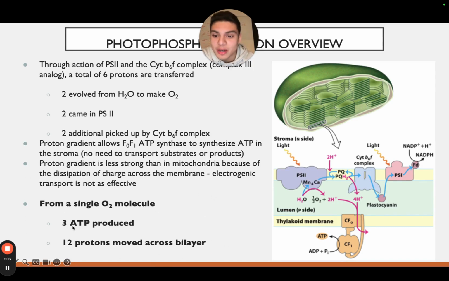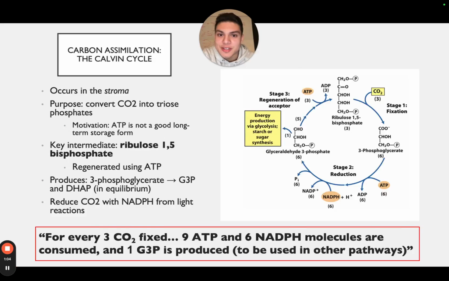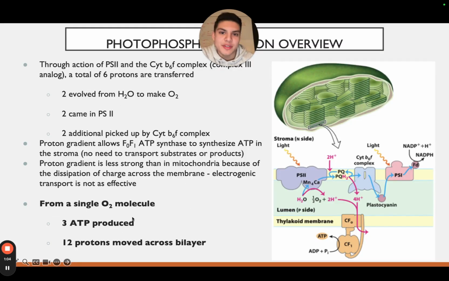From a single O2 molecule, 3 ATPs are produced, and 12 protons move across the bilayer, right? So just remember those numbers, write them down, memorize them, solidify them in here, despite all the enzymes and everything you have to memorize. But that's something you should definitely memorize. I don't have a helpful mnemonic. It's something that keeps you grounded when you're doing the calculations. And it's best to understand where these numbers come from in the first place. So just keep that in mind.